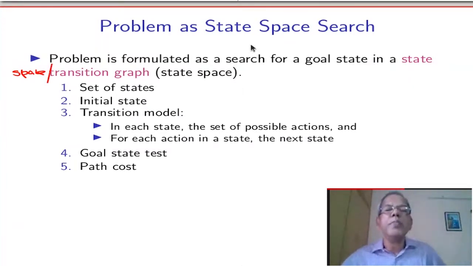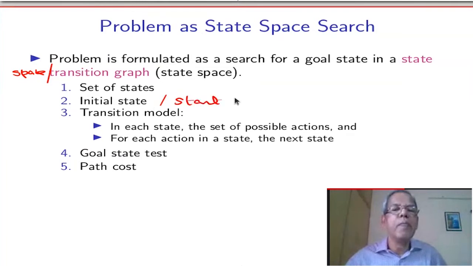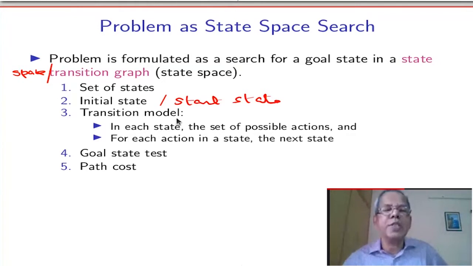A problem as a state space search has the following 5 components. There is a set of states. One state is distinguished as initial state or start state. There is a transition model. There is another distinguished state called goal state. We may be either given the goal state or a test using which we can check whether a given state is a goal state or not.